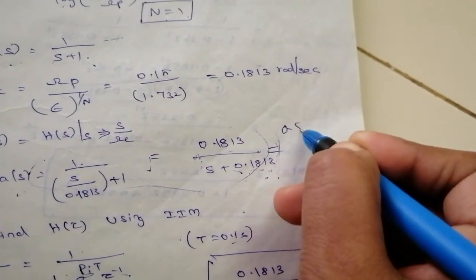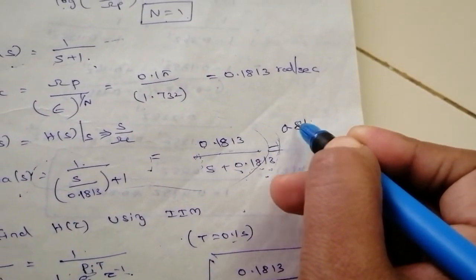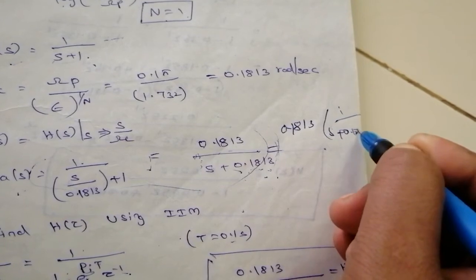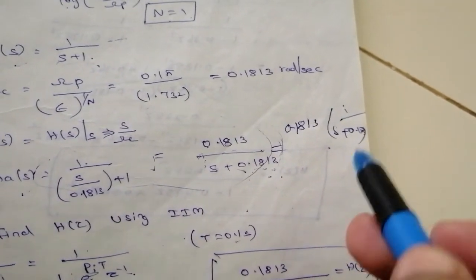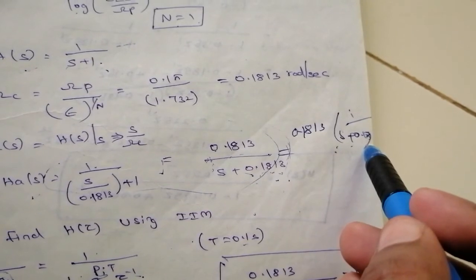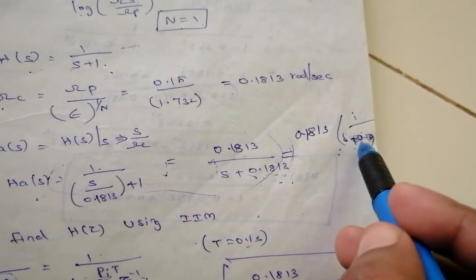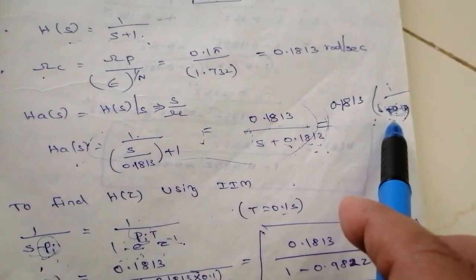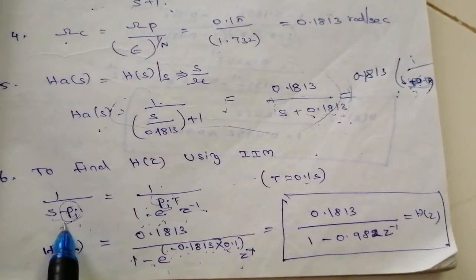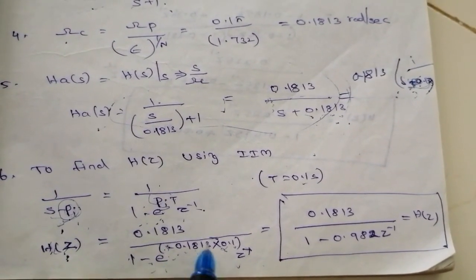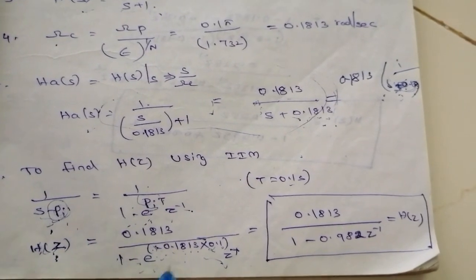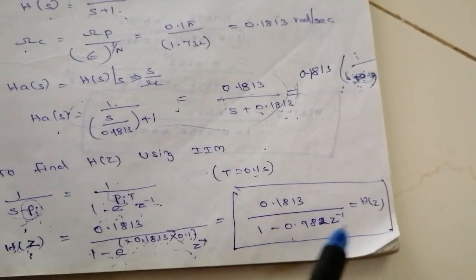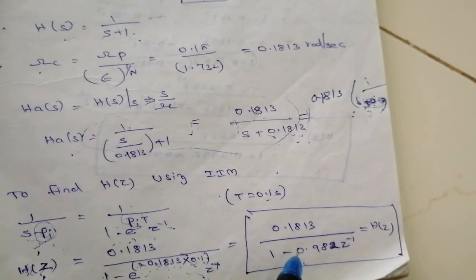This is nothing but 0.1813 into 1 divided by s plus 0.1813, right? So this is nothing but s minus pi. So pi value is 0.1813. So pi is nothing but minus 0.1813 because here that value is plus, here that value is minus. So we have to take here minus into 0.1. After simplifications, that is multiply this value and get e power value, we get the final answer. So this is the digital Butterworth filter. Is it clear?